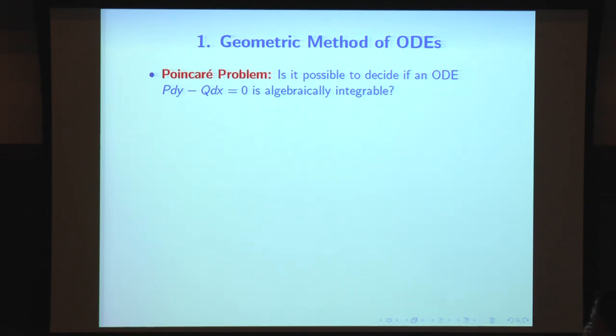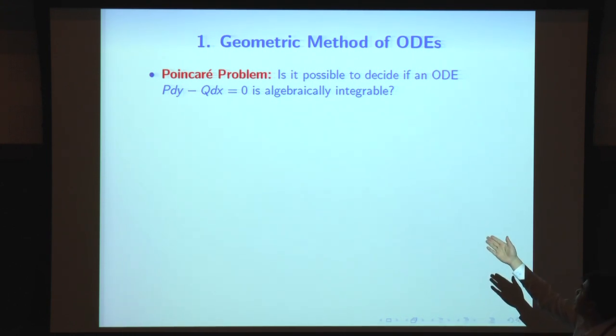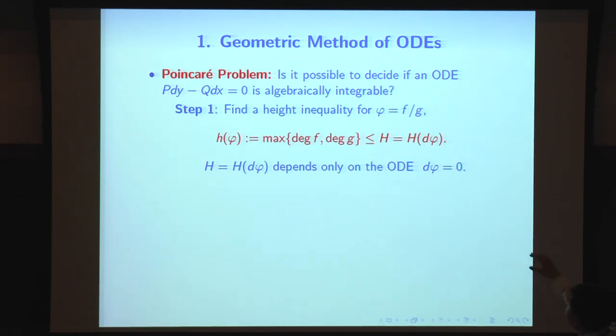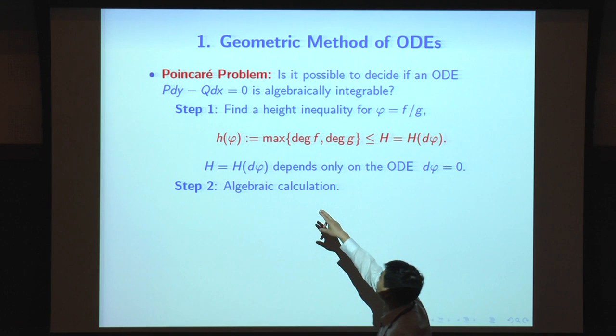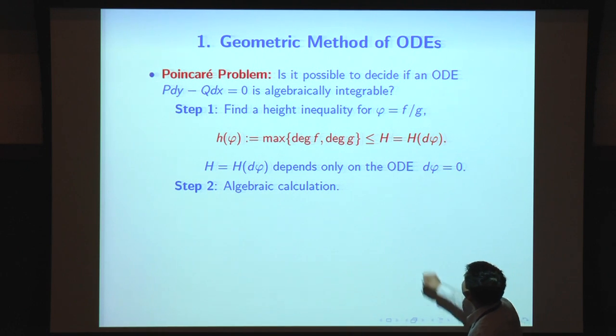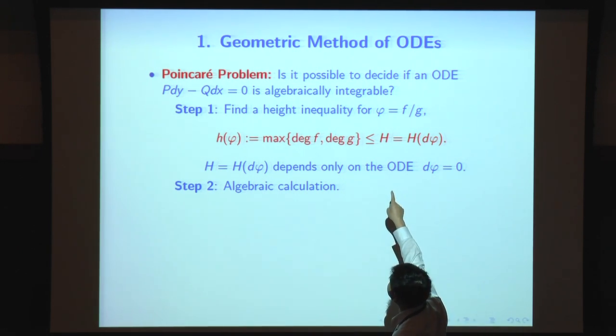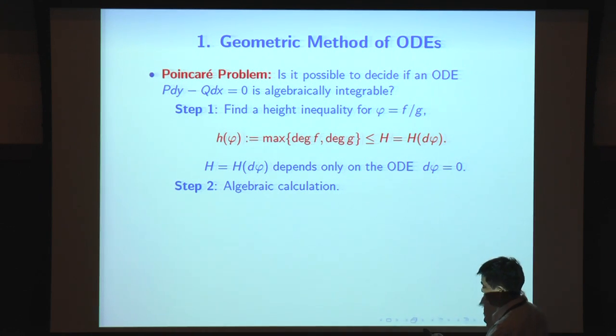The first problem Poincaré introduced is: is it possible to decide if an ODE is algebraically integrable? So you try to find the algebraic solutions, generically, where the general solution is algebraic. He divided this problem into 2 problems. The first problem is to try to find a height inequality for the algebraic solutions. This is a height inequality for a rational function, the first integral of an ODE. The height just means the degree of the rational function.